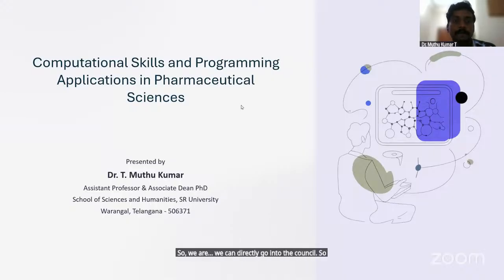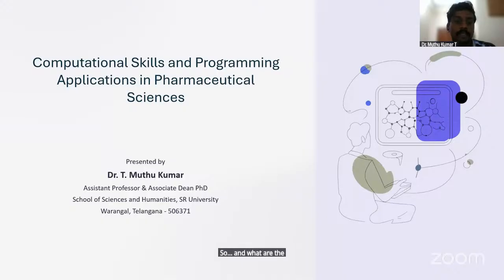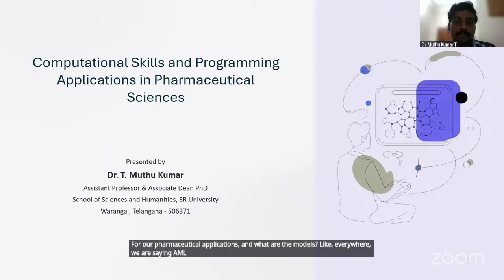So why do pharmaceutical researchers need computational skills? What applications do we have to utilize for our pharmaceutical applications, and what are the models? Like everywhere we are saying AI, ML, deep learning, something like that.